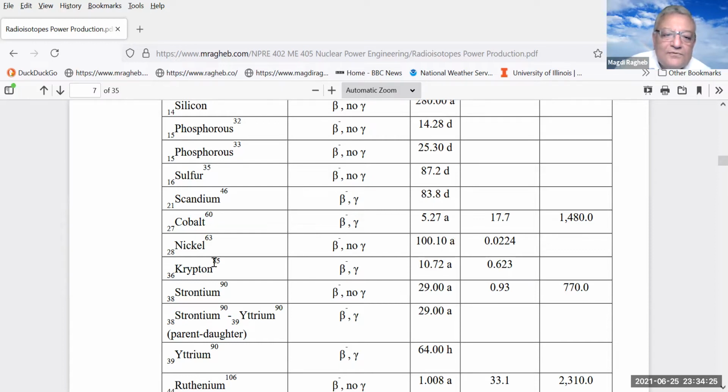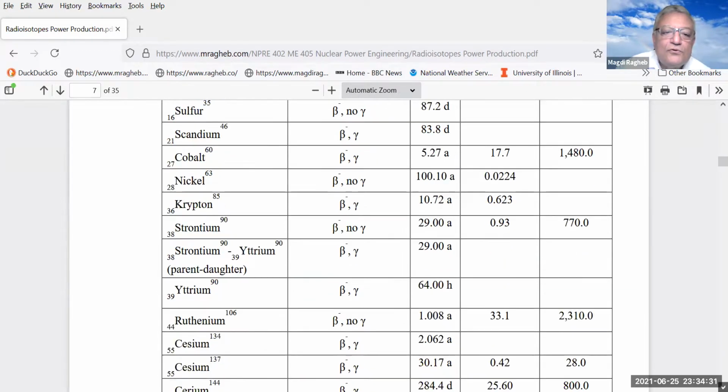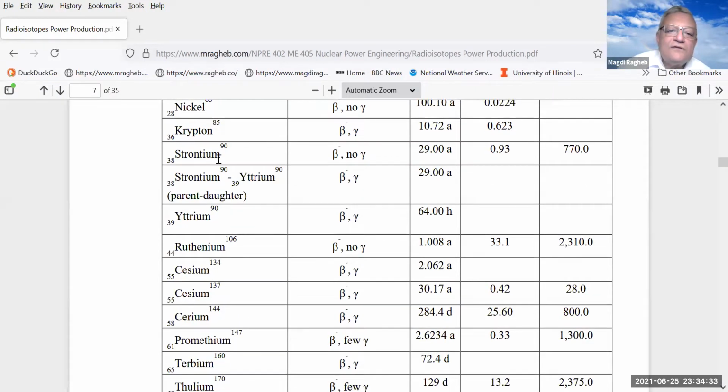A gas, krypton-85. The Russians in the space application did not use plutonium like in the United States. Instead, they used strontium-90. Strontium-90 is a fission product, so they separated it from the fuel of nuclear reactors. It is also a beta emitter. It doesn't emit gamma radiation. It has a 29-year half-life, very useful.